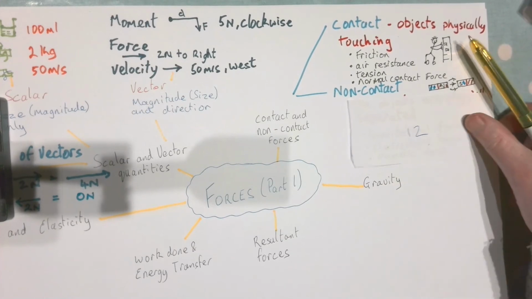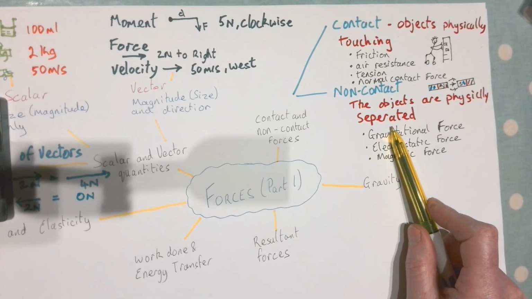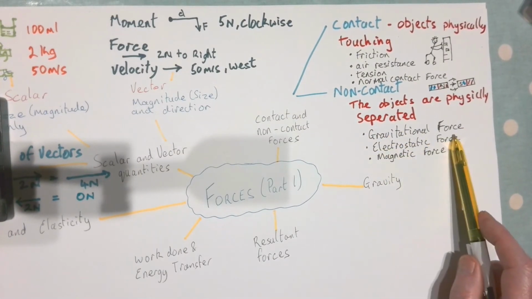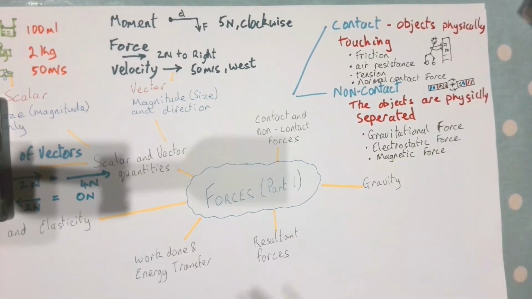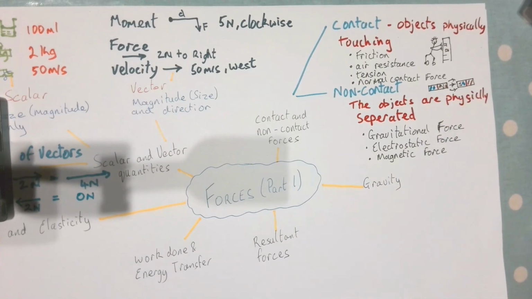So this is where there is no physical contact, so the objects are physically separated, there's a distance between them. Examples of this will be gravitational force, an object falling down; electrostatic force, so static electricity when you comb your hair, sometimes the hair flies away; and magnetic forces, such as the North Pole being attracted to the South Pole.